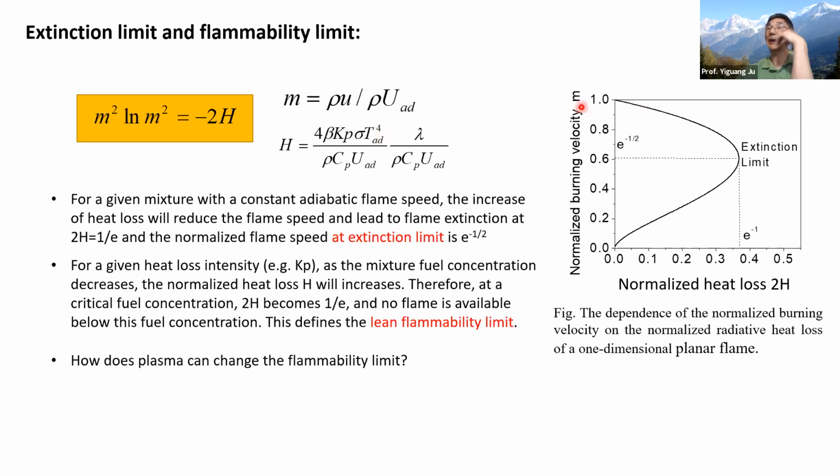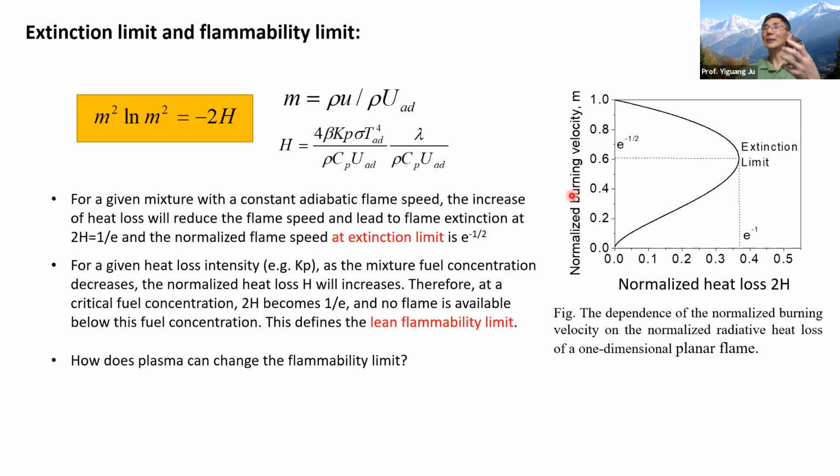We plot the ratio of flame speed to the adiabatic flame speed against the heat loss. You can see that flame speed decreases as the heat loss is increasing. And at a certain point, the flame will be extinguished if H becomes e to the power of -1, and the flame speed drops to e to the half power, and this is the extinction limit. So therefore, the heat loss can quench the flame.